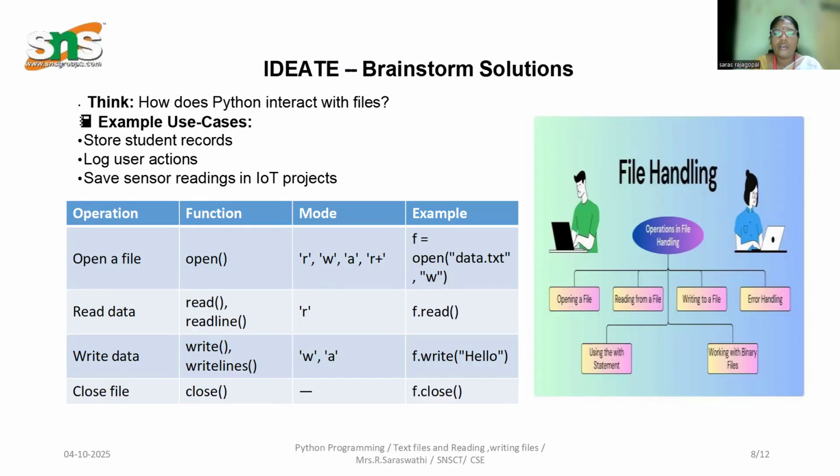Read data: read, readlines, and readline, under the read mode. f.read. Write data: write and writelines. f.write hello. The hello message will be written into that file f. Modes w, a. Close a file: the close function, f.close. The file modes are read mode, write mode, read append, that is read plus, then write plus, and then append mode.